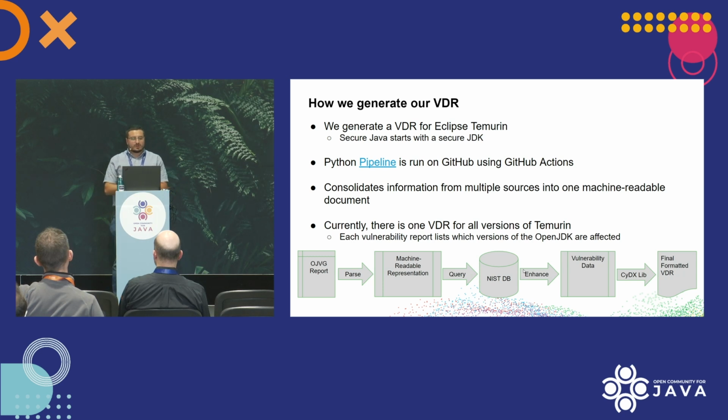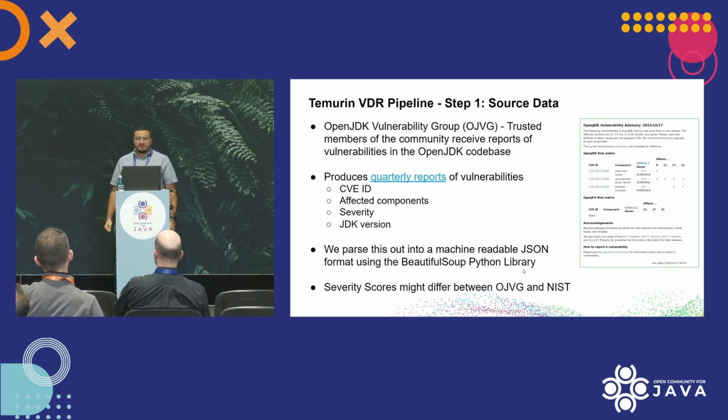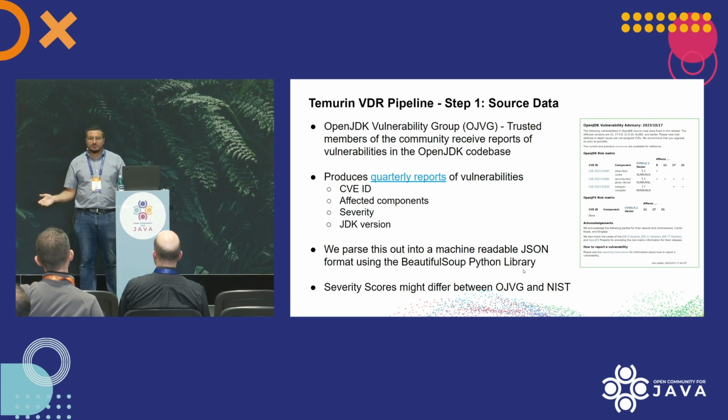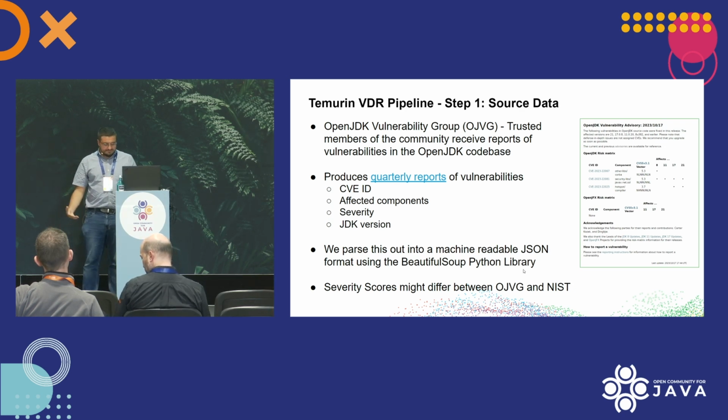And currently there's one VDR for all the versions of Temurin. So basically we parse through all the OJVG reports through history, and then we create one VDR, and in the VDR we mention which version of Temurin was affected. So for our pipeline, step number one is to source data. Now there could be multiple different sources of data. Another open issue in our VDR is to use the Temurin SBOM and run that through the Dependency-Track tool to generate a vulnerability disclosure report. But currently we start with the OJVG's trusted quarterly reports.